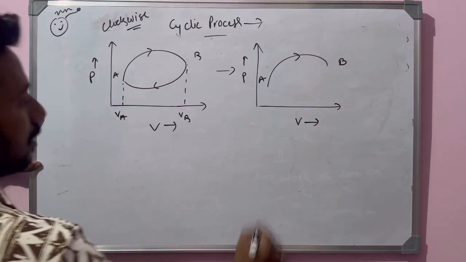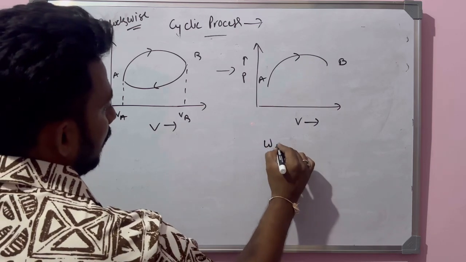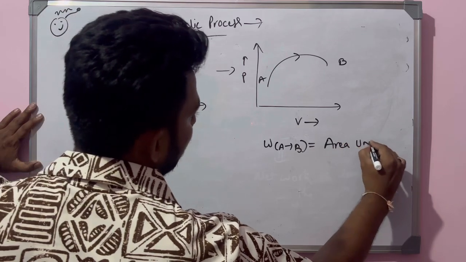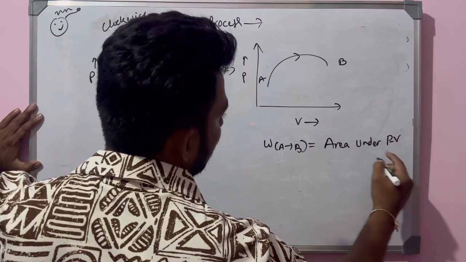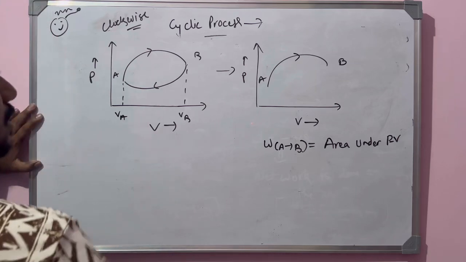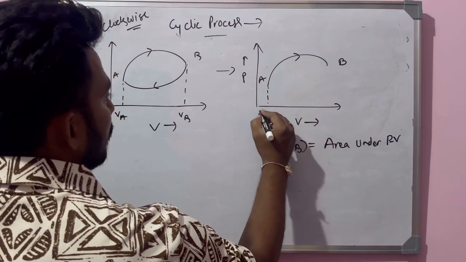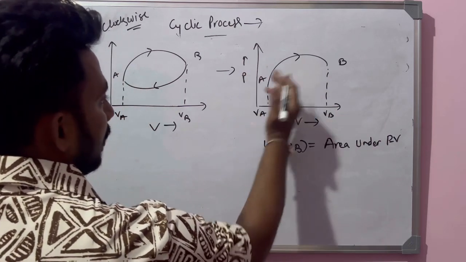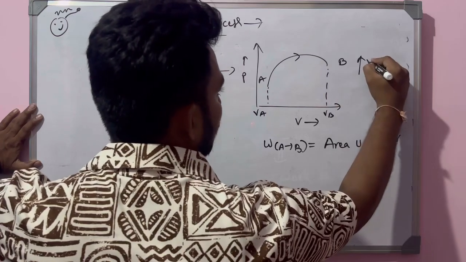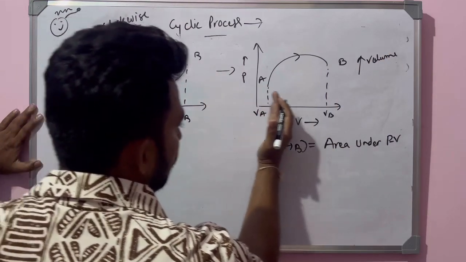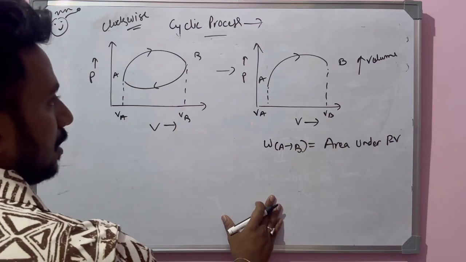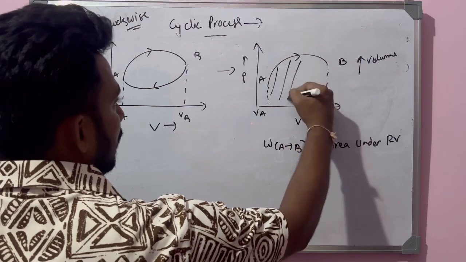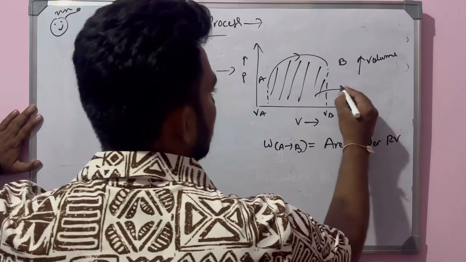Okay. Now if I ask you what is work done from A to B, you will write work done from A to B, and that is nothing but area, right? Area under the PV graph. We know that area under PV graph gives me work done. So from A to B, let's say volume corresponding to A is VA, volume is VB. I'm going from A to B, means my volume is increasing, right? You can see in this graph volume is increasing. So I'll find this area. Let's say area is A1.